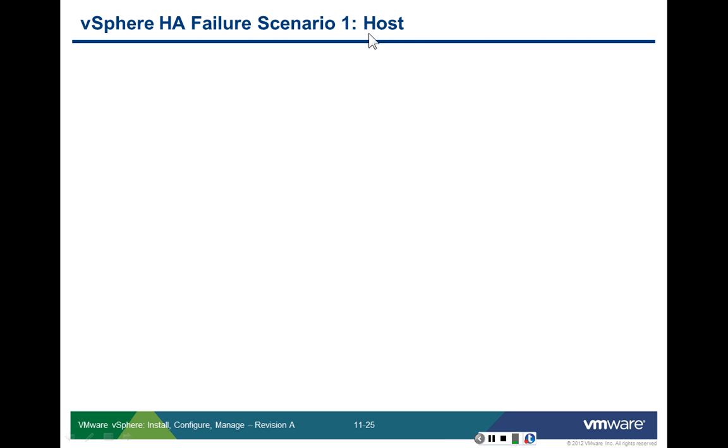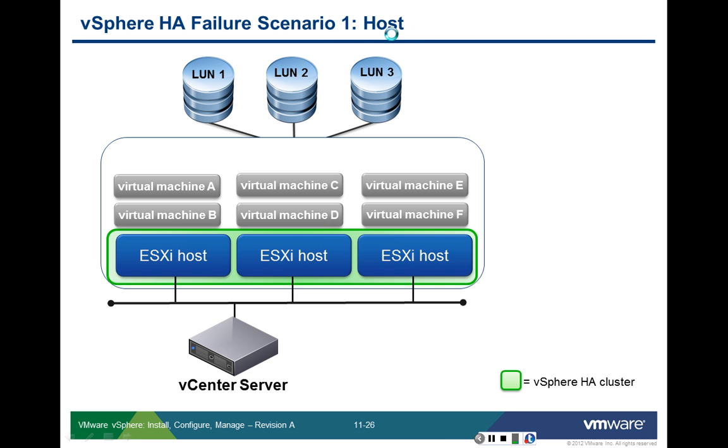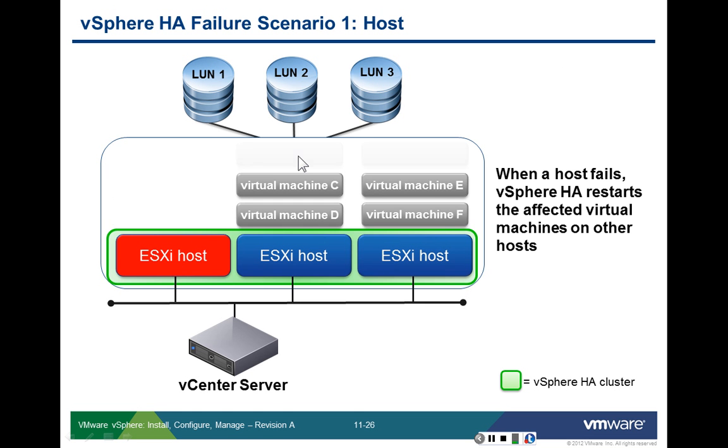In the first example, we get a host failure. Here we have 3 ESXi hosts, 2 virtual machines running on each. On the ESXi host on the left, if it crashes, then the virtual machines start up on the other ESXi hosts, assuming, of course, that there is free RAM on those ESXi hosts. That was the first scenario.